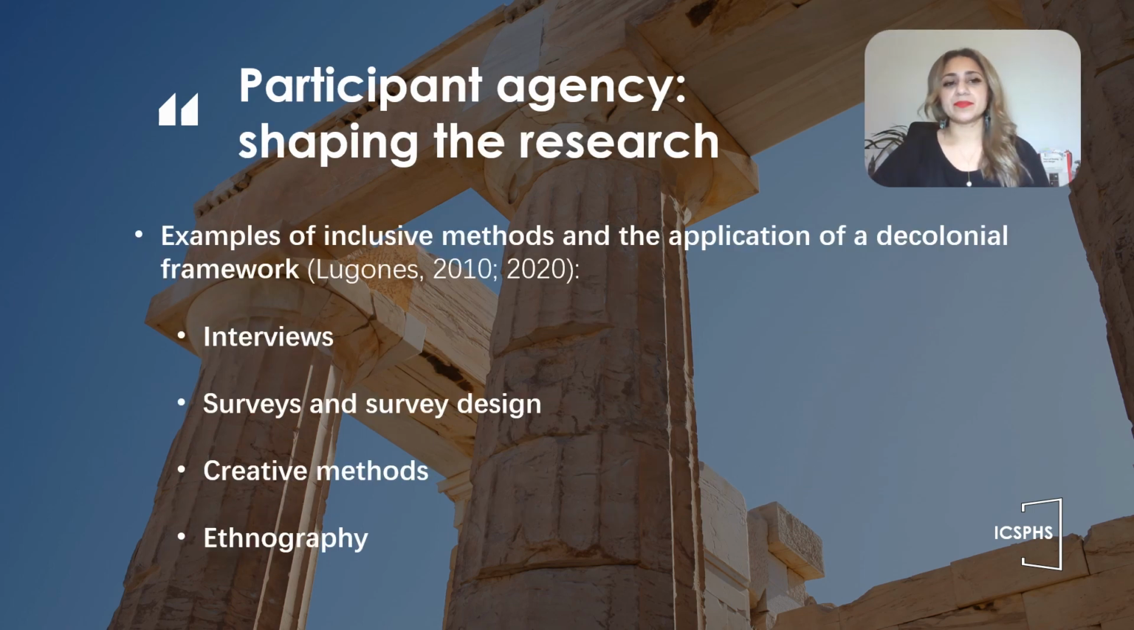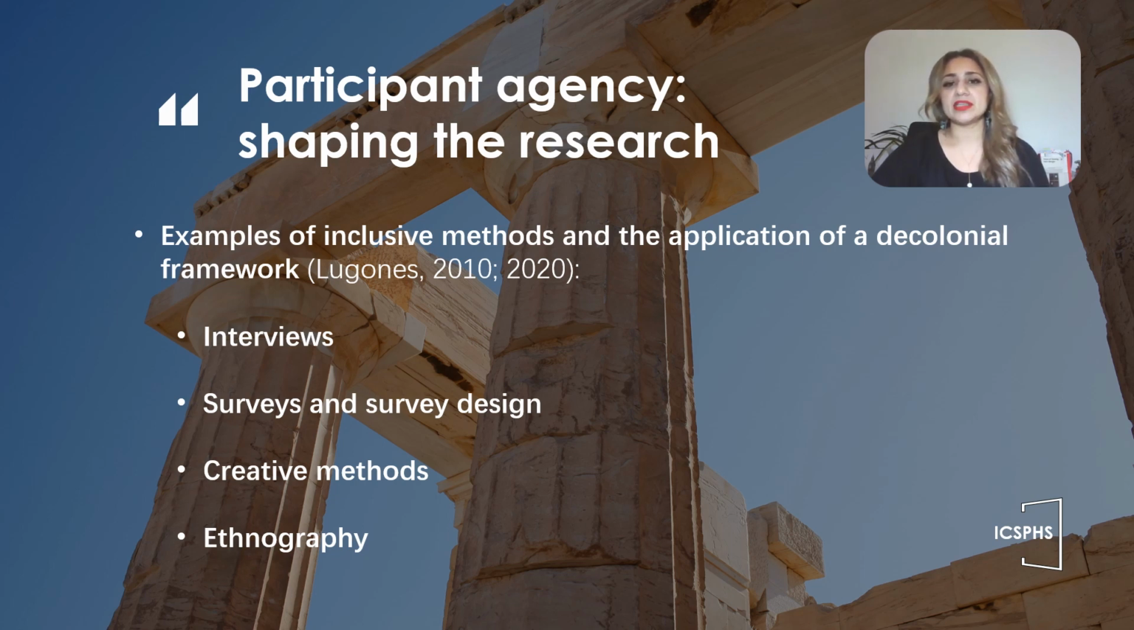Participant agency, then, refers to the ability of research participants to be able to make informed choices about their involvement in a research study and to have a voice in the research process. This can include things like giving informed consent, choosing to participate or not, and providing feedback on the research design and interpretation of results. The concept of participant agency is important in research because it acknowledges that participants are not passive subjects, but rather active agents who have the right to make decisions about their own involvement in the research.